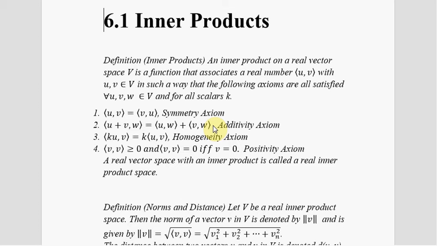You may think about that as just being the plain old dot product, if you will. It associates this number, the inner product of U and V, with vectors U and V that are in the vector space V, in such a way that the following axioms are all satisfied for all vectors in the vector space and for all scalars K. Four axioms must be true.